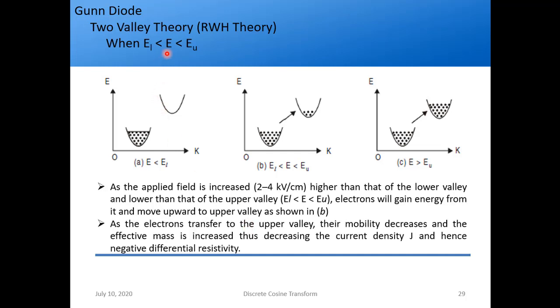But when we have the electric field which lies between EL and EU, what will happen? Some electrons can travel to the upper valley. Okay, so electrons can gain energy and move upward to the upper valley, as I said. So as the electrons transfer to the upper valley, what happens? Since the mass is high here, their velocity decreases and the effective mass is increased, thus decreasing the current density J, and hence we get what? Negative resistance region, okay, or negative differential resistivity.